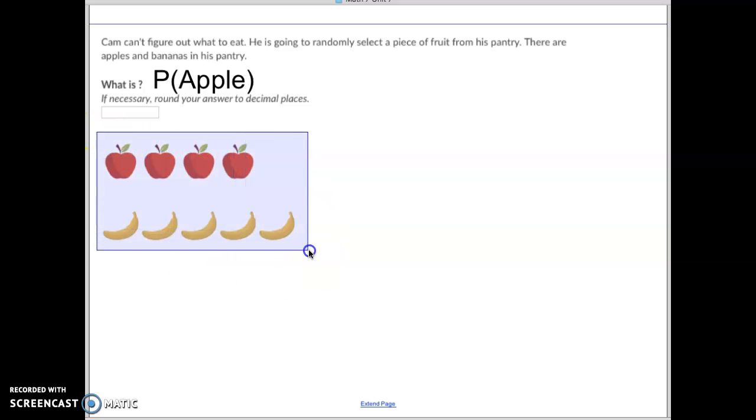Well, how many pieces of fruit do you have in total? You might say there are 9 pieces of fruit. And how many of those 9 pieces of fruit are apples? 4 of them. So your probability of getting an apple is 4 out of 9. So pretty simple. Next one.